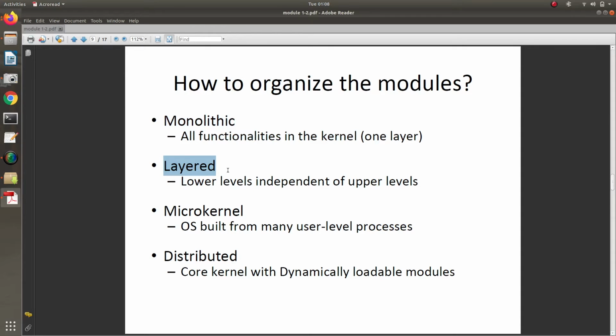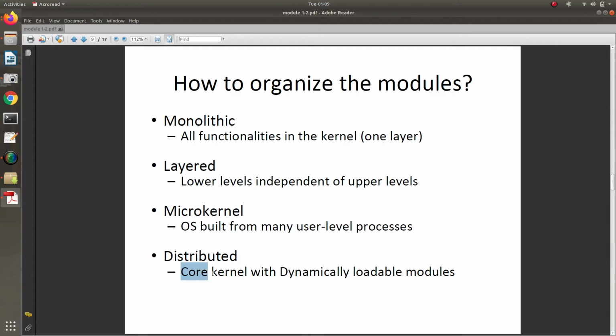Layered. In a layered operating system, the lower levels are independent of the upper levels. Upper levels can perform their own functions, while similarly the lower levels will also be able to perform their own functions. Microkernel is basically an OS built from many user level processes. So basically, different user level processes combine to form the microkernel.